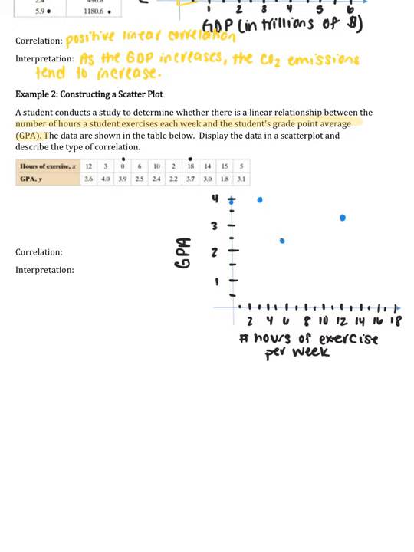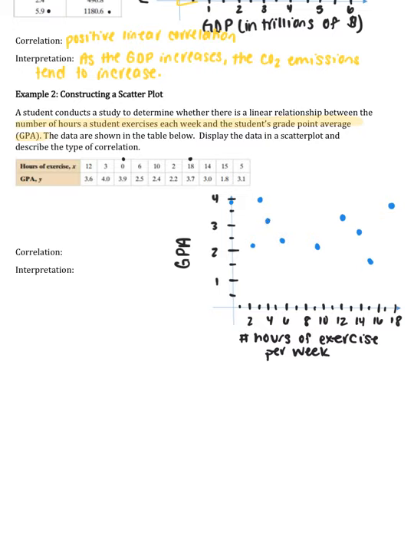10 hours of exercise, we have a 2.4. 2 hours of exercise, we have a 2.2. 18 hours of exercise, we have a 3.7. 14 hours of exercise, we have a 3.0. 15 hours of exercise, we have a 1.8. And 5 hours of exercise, we have a 3.1.